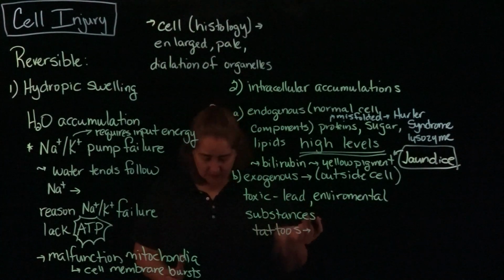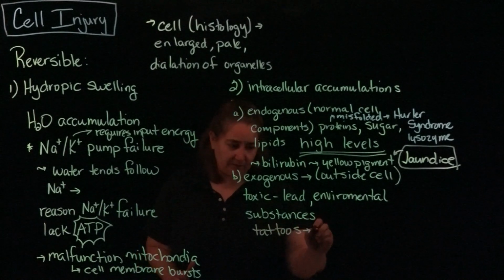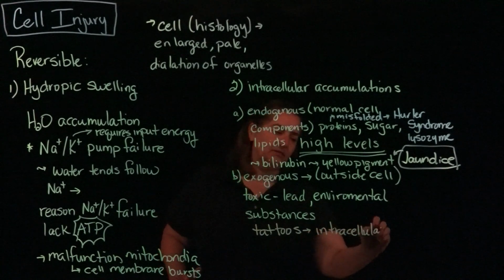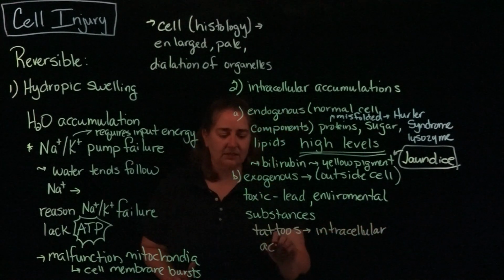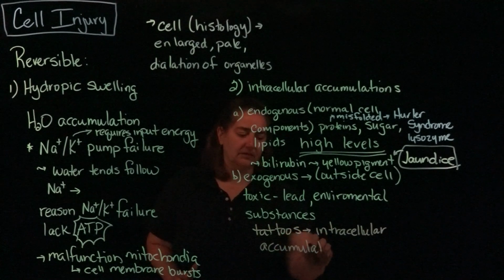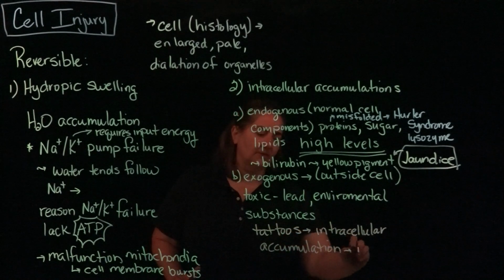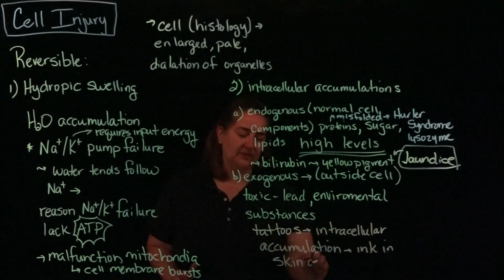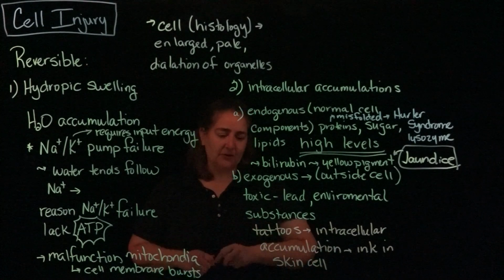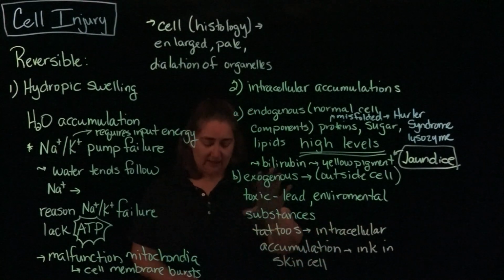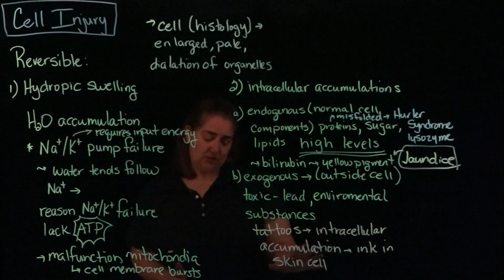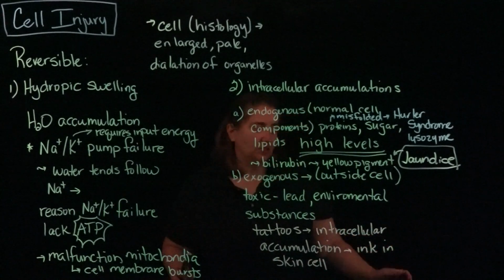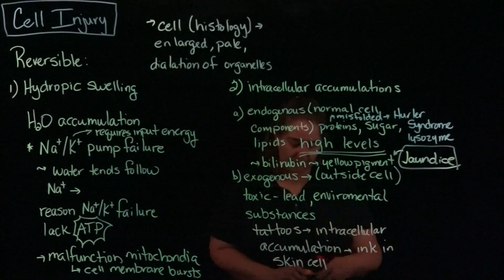Tattoos are considered an intracellular accumulation. In this case, of ink in skin cells. All right. The skin cells aren't able to remove that ink. That's what results in the pigmentation associated with the tattoo. Okay. So again, that can be just another example of an intracellular accumulation.